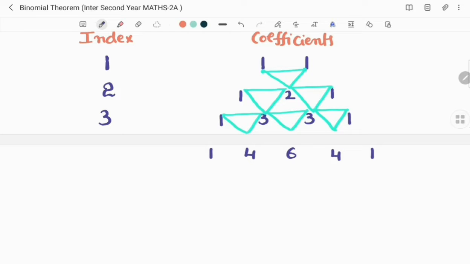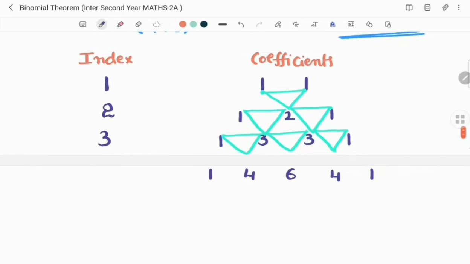This is called Pascal triangle. This figure is called Pascal triangle.